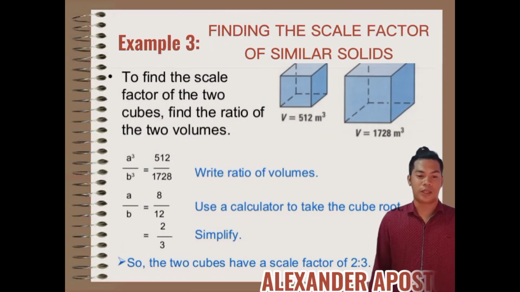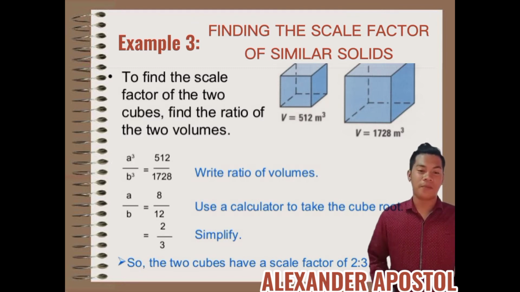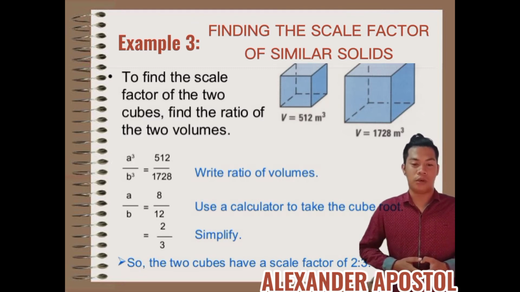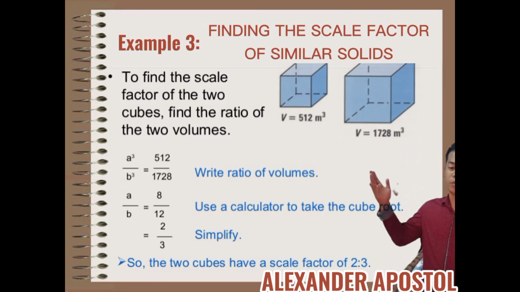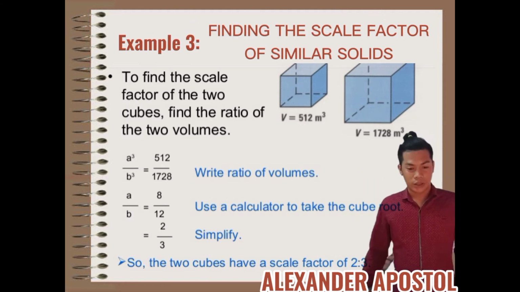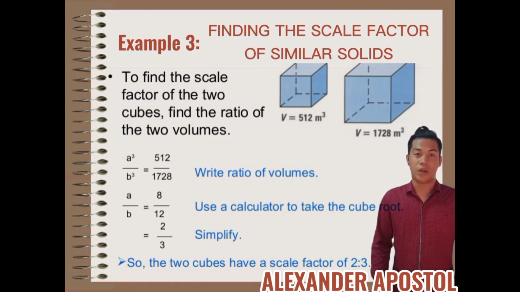Example number 3. Finding the scale factor of similar solids. To find the scale factor of two cubes, find the ratio of the two volumes. A cubed versus B cubed is equal to 512 over 1728. Write the ratio of volumes.